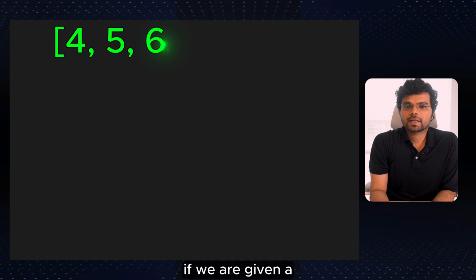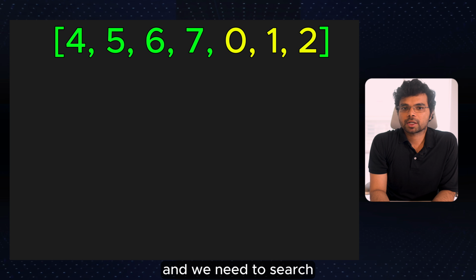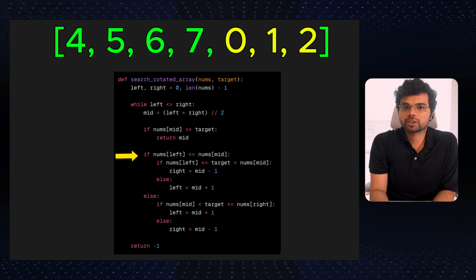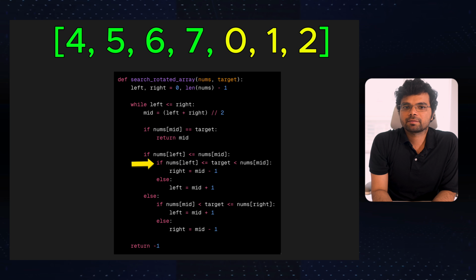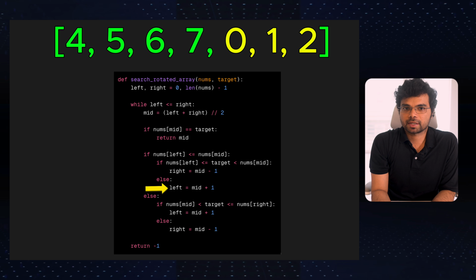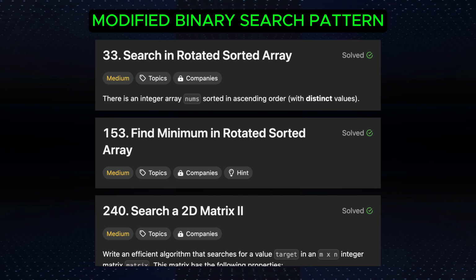For example, if we are given a rotated sorted array and we need to search for an element, we can perform binary search with an additional check to determine which half of the array is sorted. We then check if the target is within the range of the sorted half. If it is, we search that half, otherwise we search the other half. Here are some problems to practice this approach.